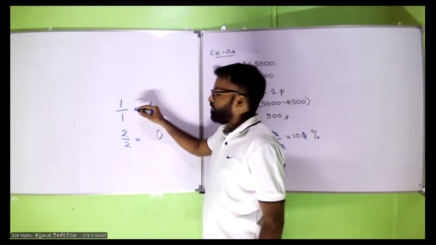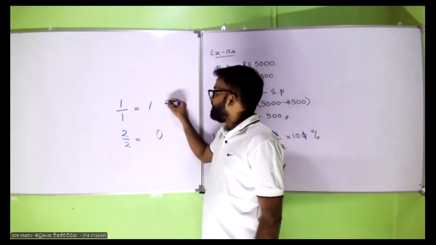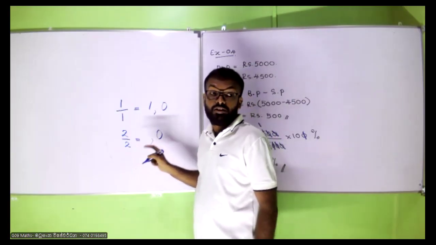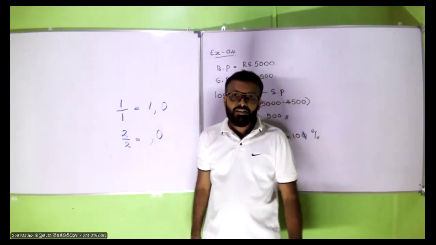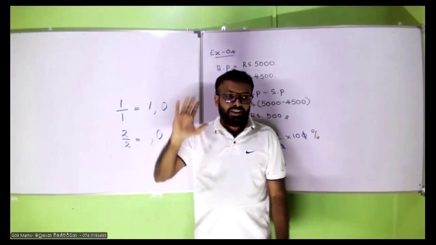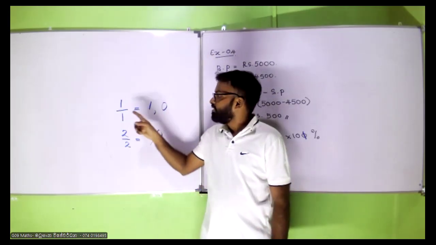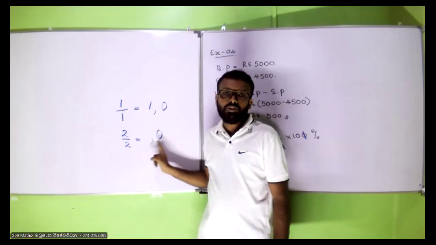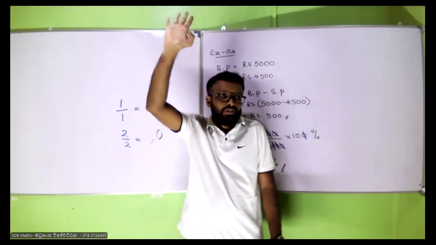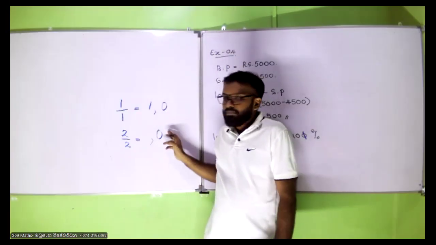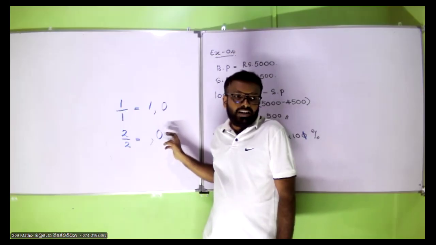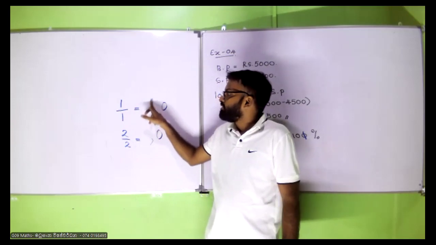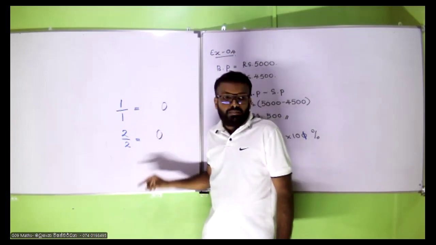1 divided by 1. Alright? I am saying 0. Is it correct? 2 divided by 2 equals 0? No. Please raise your hands. Who is going to get the answer 1 divided by 1 equals 0 and 2 divided by 2 equals 0? Please raise your hand if you are telling this is correct.